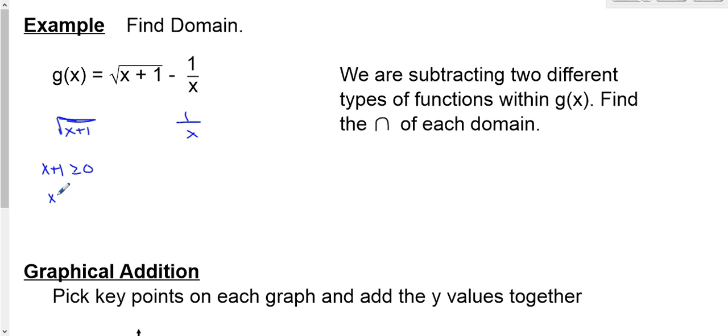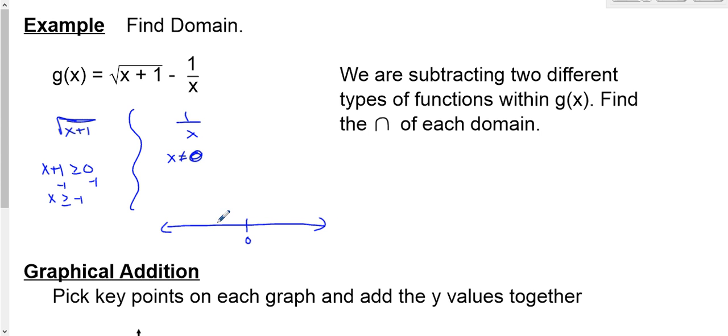And I always solve by subtracting 1, and I would get x is greater than or equal to negative 1. For the fraction, I cannot have 0 in the denominator, so x cannot equal 0. So if I'm saying that x can be greater than or equal to negative 1, think about this on a number line.